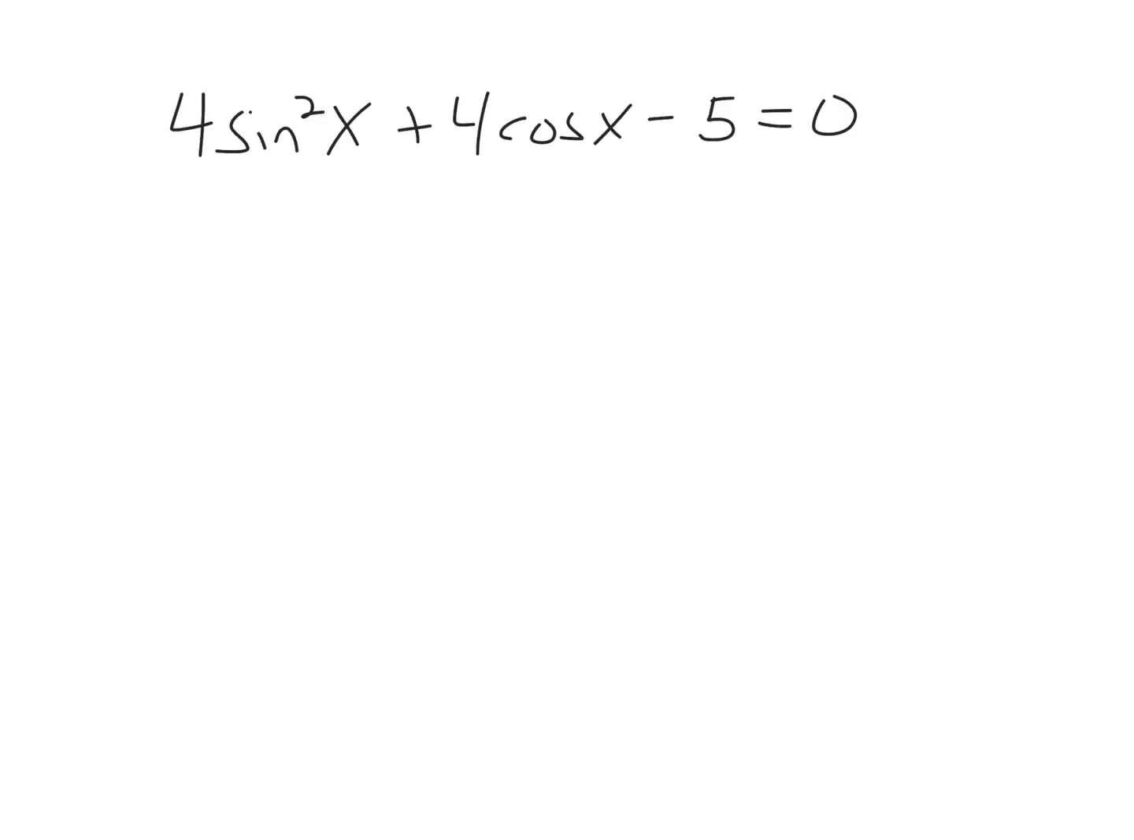Okay, third example, we've got 4 sine squared x plus cosine x minus 5 equals 0. Once again, we can't really do anything with this as far as factoring goes, no GCF or anything. So let's try to see if we can get it into the same trig function. You remember your Pythagorean identities: sine squared x plus cosine squared x equals 1. So sine squared x is 1 minus cosine squared x, and I can replace sine squared x with that.